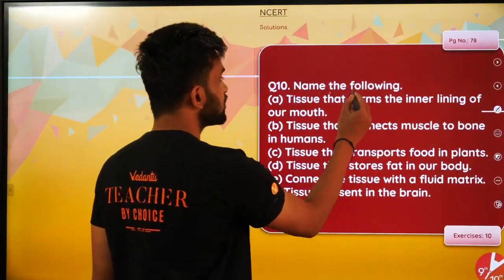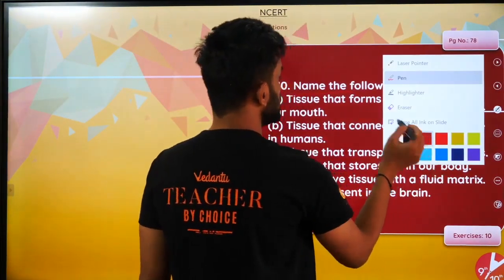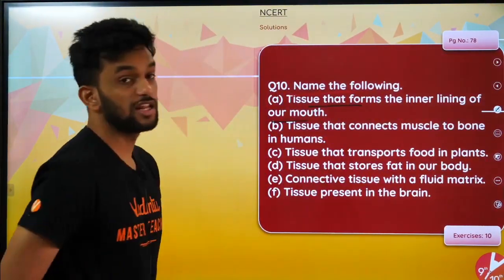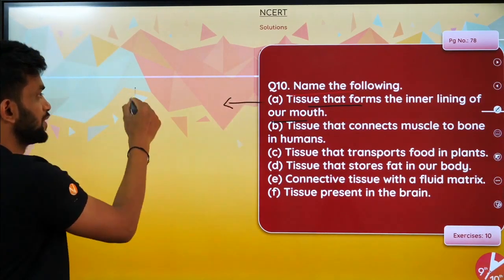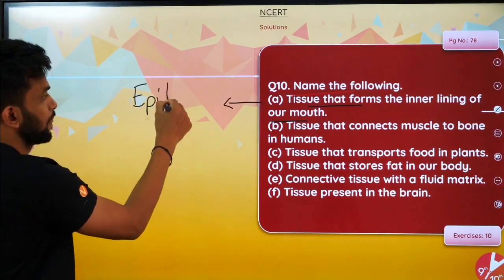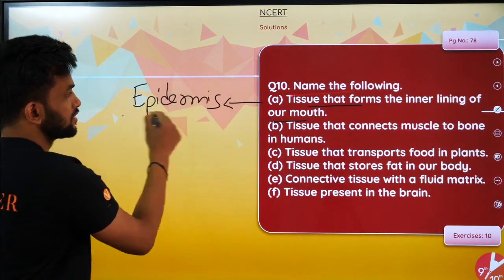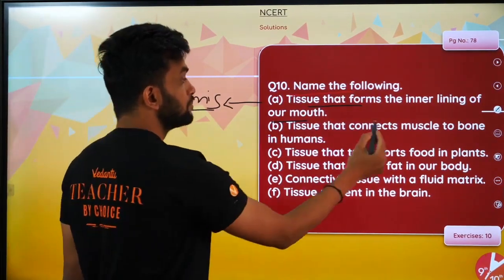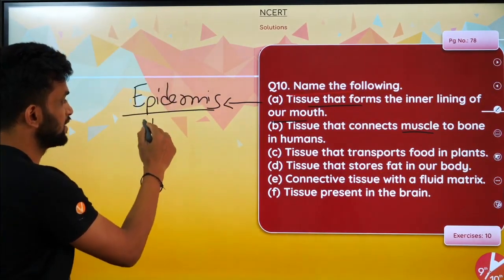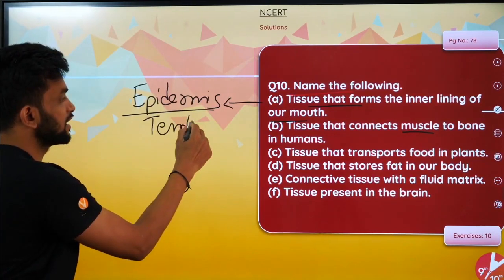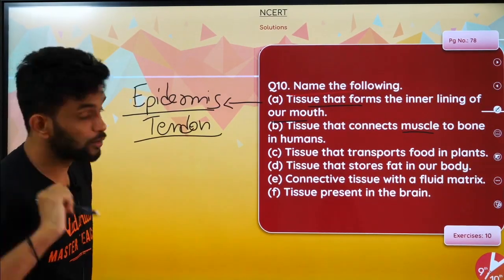Name the following tissues. The one that forms the inner lining of the mouth. What is that, guys? Tell me in the comment box. Yes, I know you would be writing epidermis. Right, epithelium is the lining of the mouth. The one that connects muscle to bone: tendon. Ligament connects bone to bone.